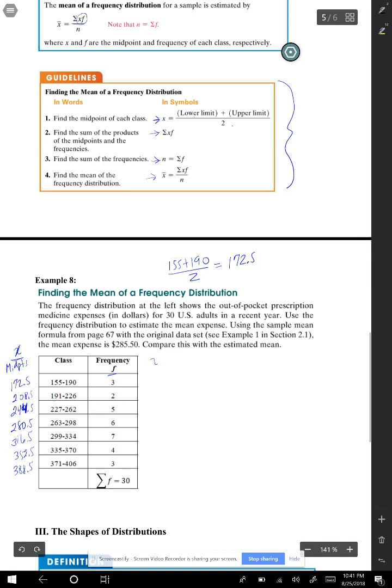Once you've done that, we're going to do X times F. You can do this all at once in your calculator, but a lot of times it's better to do them individually, and that way you don't risk making a mistake. So we're going to multiply 172.5 times 3, and that's going to get our X times F. Then you multiply 208.5 times 2, and that gets you 417. And then you just continue doing that, multiplying the midpoint by the frequency, and you'll finish out this list.